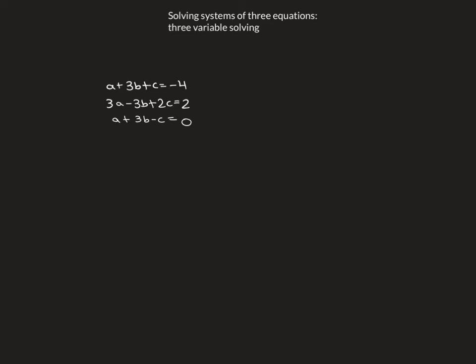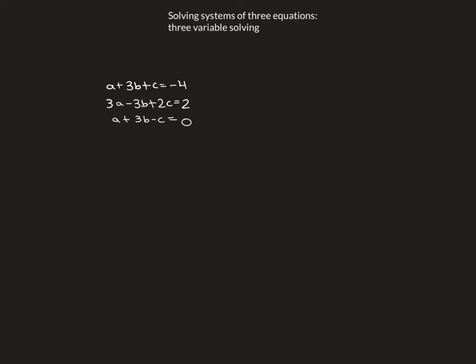In this video, I'll show you how to solve systems of three equations. So we have a plus 3b plus c is equal to minus 4, 3a minus 3b plus 2c equals 2, and then a plus 3b minus c equals 0.